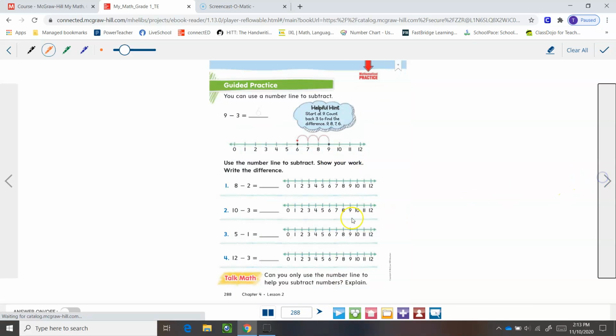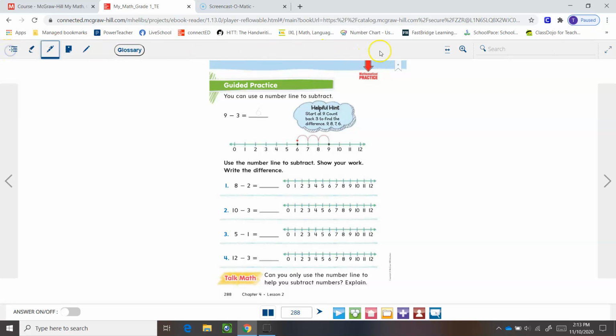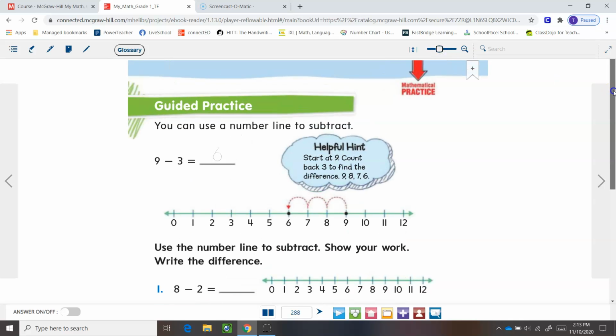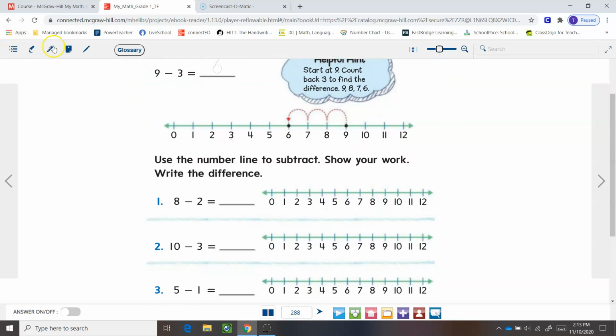So if I turn the page, all I'm going to do is use my number line to help me subtract. So my number sentence is written right over here on the side. And let me make it a little bit bigger for us so it's easier to see. So I have my number sentence. It is 8 minus 2. I want to always start with my biggest number. So in this case, it is 8, our whole. So I start at 8, and I want to count back 2 spots.